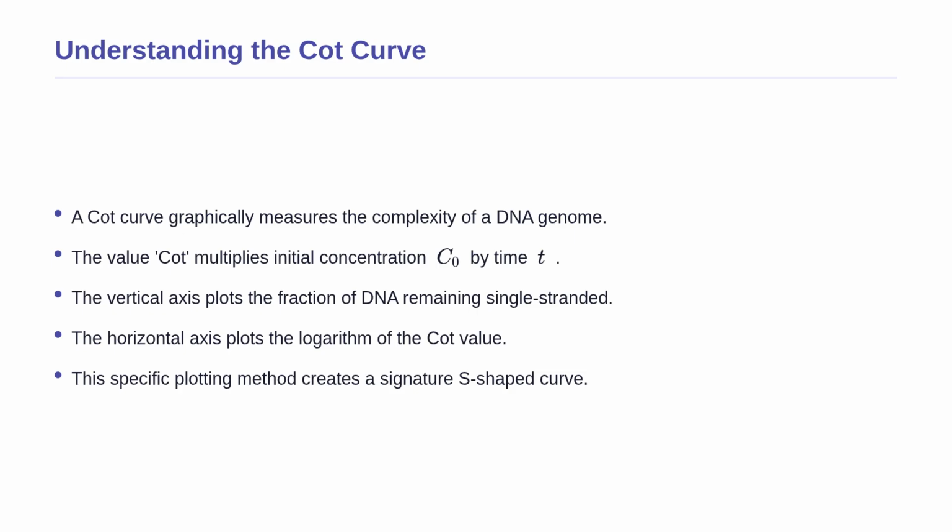The Koch curve plots the fraction of DNA that remains single-stranded on the vertical axis against the logarithm of the Koch value on the horizontal axis. This specific plotting method creates a signature S-shaped curve. By analyzing the shape and position of this curve, we can directly measure the complexity and repetitive nature of any DNA genome.